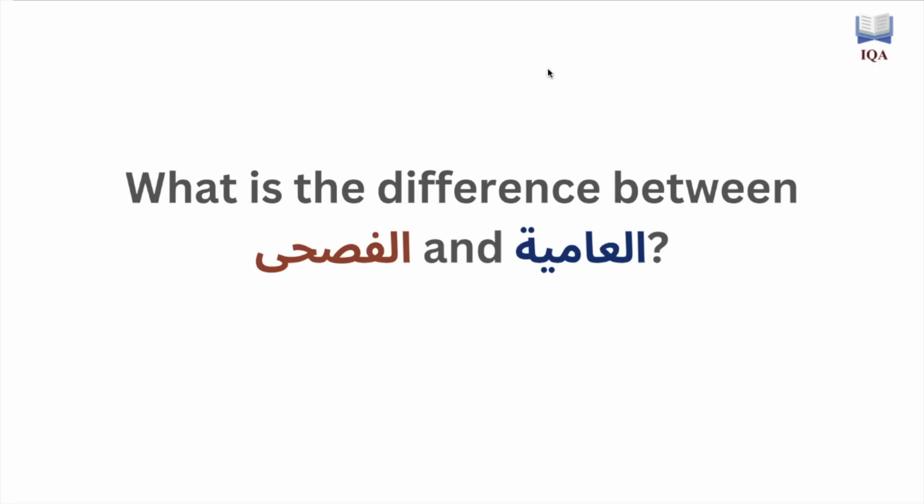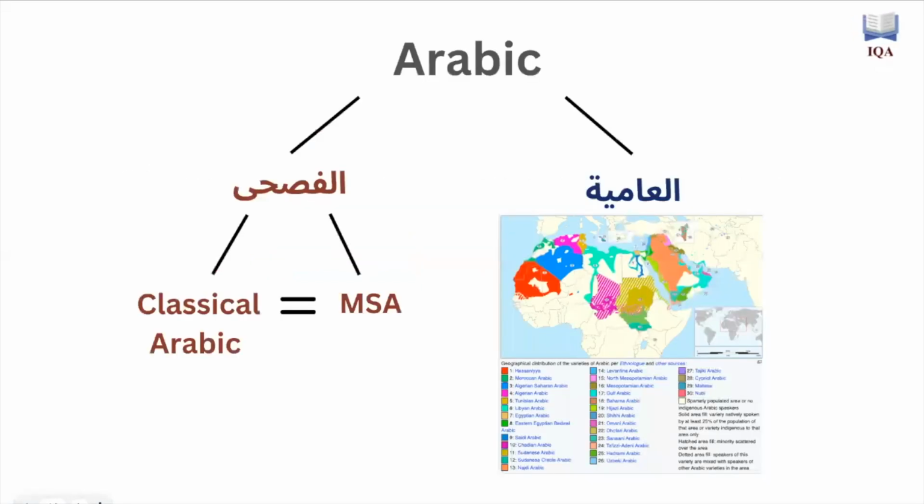Al-Amiyya is colloquial Arabic, so the Arabic that is spoken in everyday life and has different dialects and so forth. Okay, so that's what we're talking about here. We see the difference between Fusha and Amiyya.